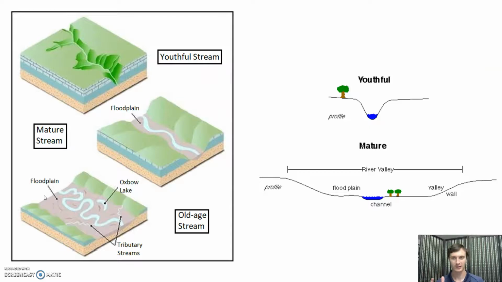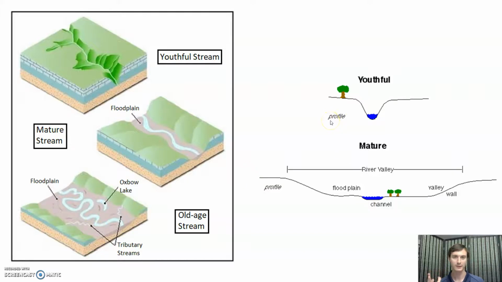Visually, what would this look like? Well, we would start with a youthful stream. You would see steep valleys, relatively narrow river channel, and over time, it's going to erode, might have a bit of a floodplain develop, but still a relatively straight channel, and by the time it reaches old age, it completely meanders. It has these other features. We'll talk about what an oxbow lake is.